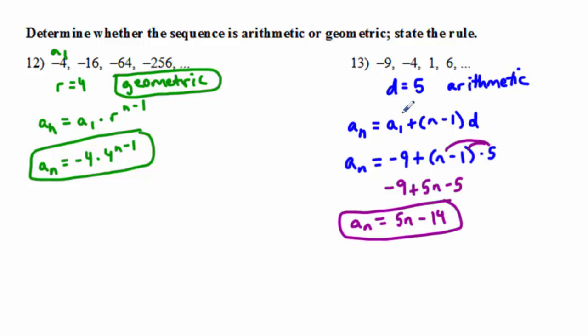So just keep that in mind, that if this right here doesn't show up as an answer choice and you're really sure that you did it right, you picked the right kind of sequence, then distribute and see if you get an answer choice.